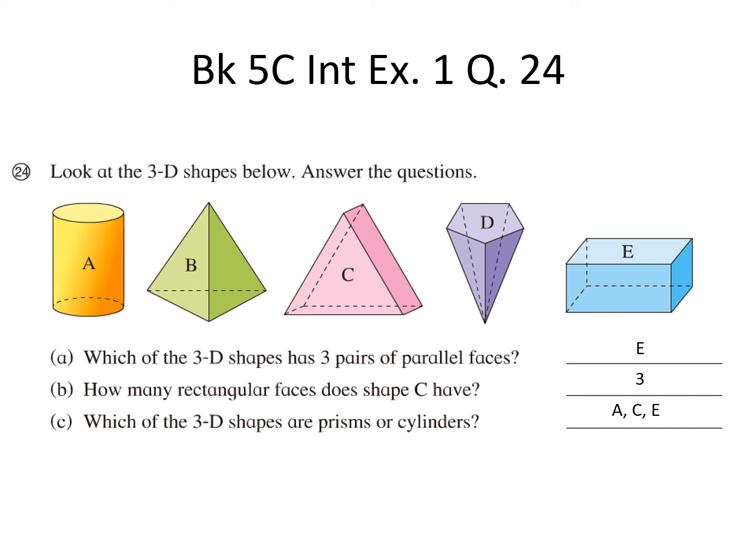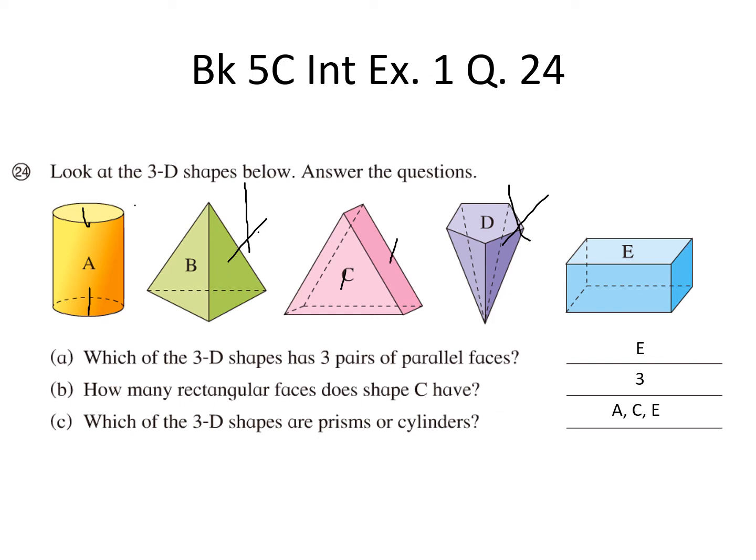And then question 24. Look at the 3D shapes below and answer the questions. Which of the 3D shapes has 3 pairs of parallel faces? So A is a cylinder, so it only got 1 pair. And as B and D are pyramids, so there are no parallel faces. And for C, it is a triangular prism, and there's only 1 pair of parallel faces. They are the upper base and the lower base.